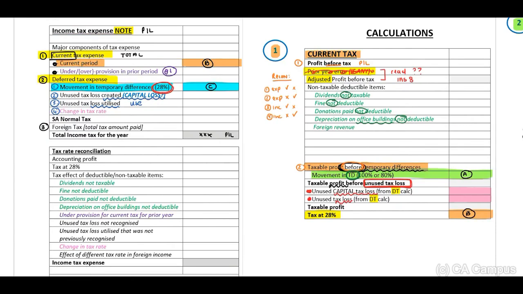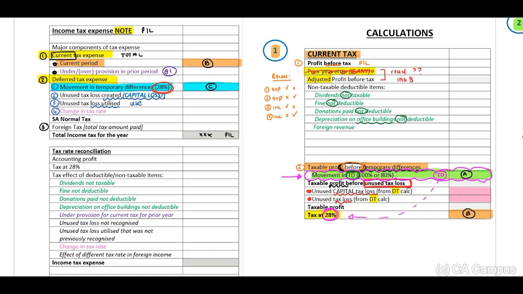So what I want to indicate to you here, and please listen to me carefully: look at your current tax calculation first, and I'm going to make use of pink. Look at the movement in your deferred tax. Do you agree with me that we include the movement in our temporary difference? Then at the bottom, we times this by 28%.